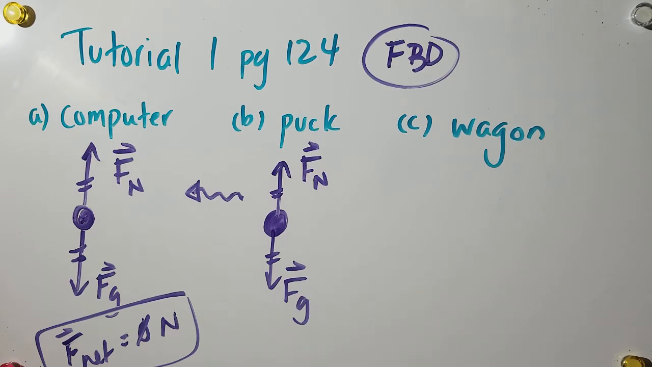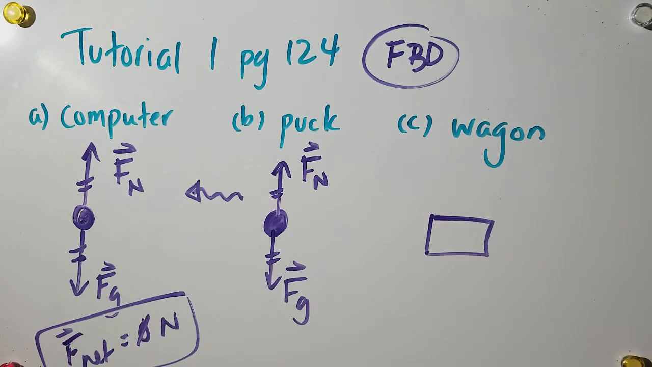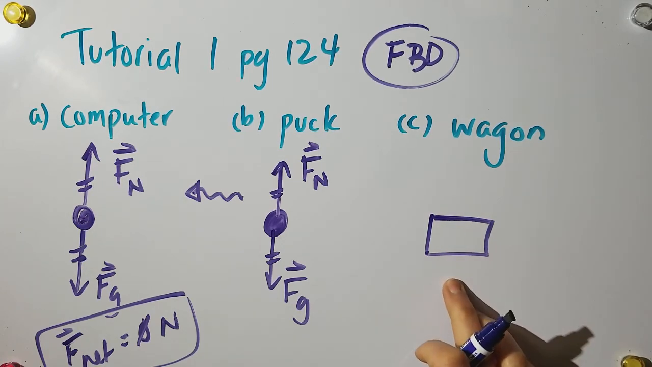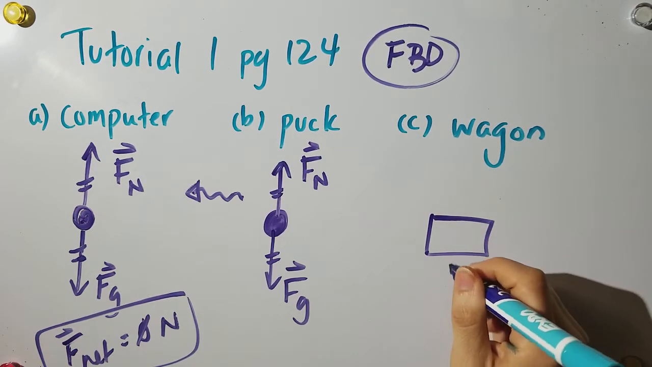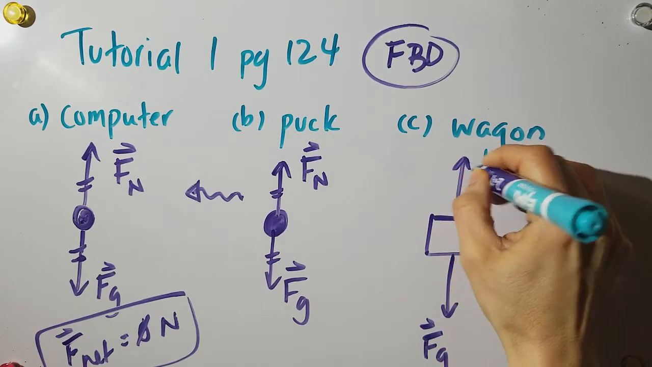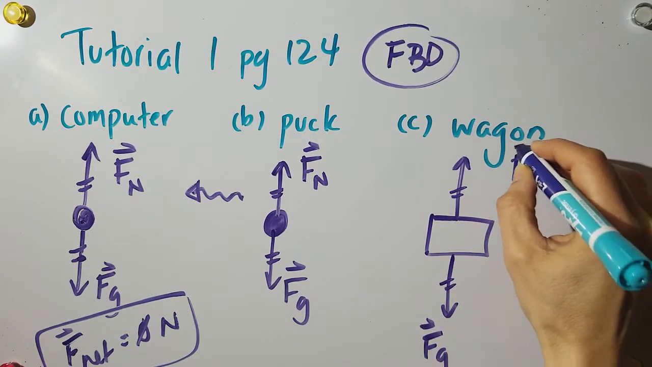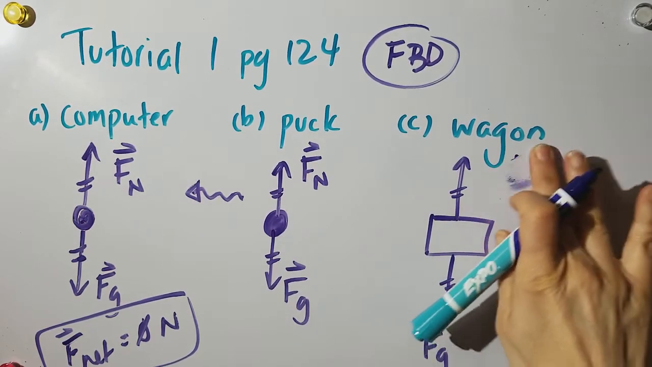Now, number C, why does a wagon pulled across a rough surface by a child move at a constant velocity? Well, here's the wagon. If you want for this one, I'll show you by using a box. So sometimes I do it with a box. Here's a wagon. Well, it's on Earth and it's on a surface. If it's touching a surface, these two forces will always be here. And if it's not moving up or down, then they are balanced.